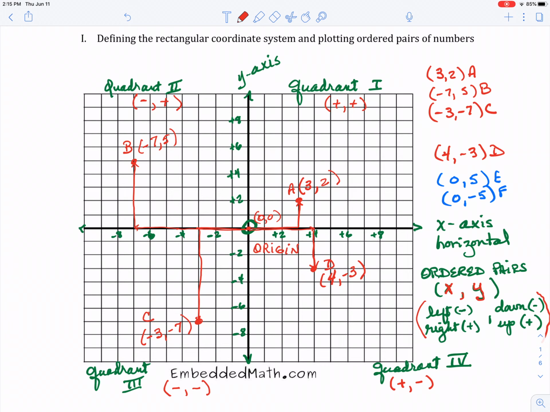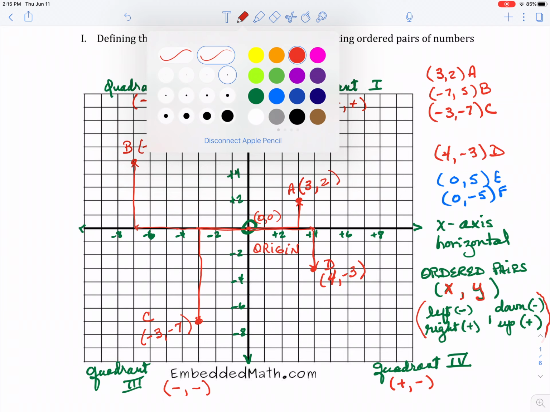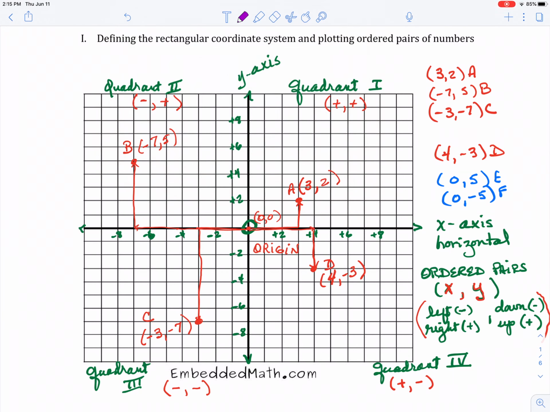Now I did want to show you a couple that are going to be on an axis. So point E has coordinates 0, 5. So remember, we start at the origin. If the first number is 0, we do not move left or right. We stay right there on the origin. And then the second number is 5, so we move up 5. So here is point E.